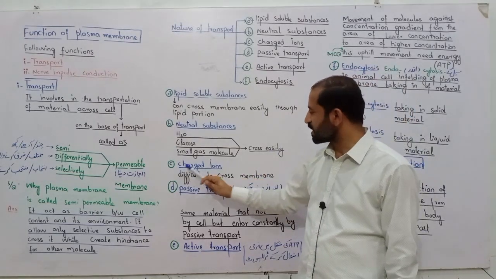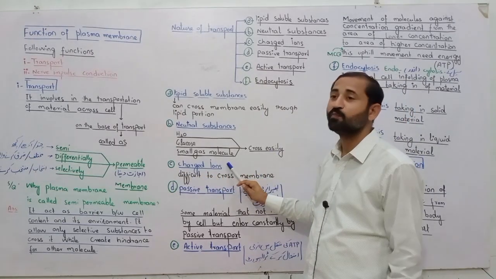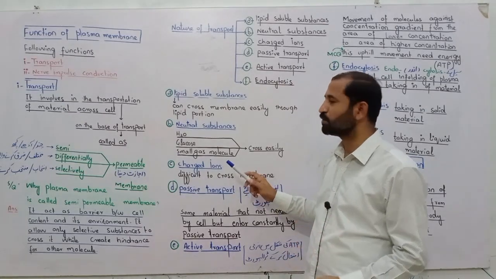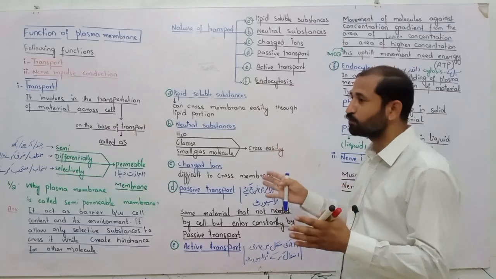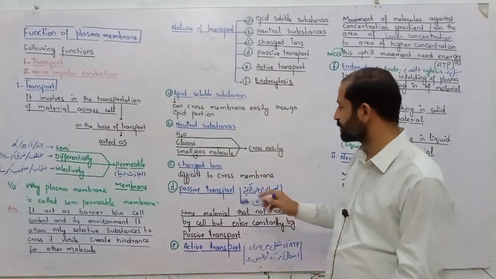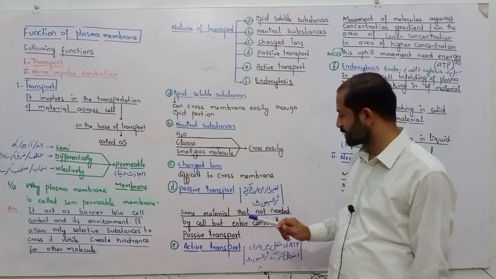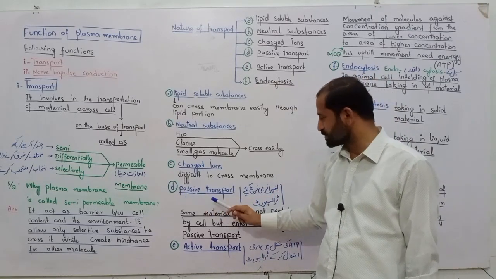Third is charged ions, meaning compounds in the form of salt in ionic compounds, or compounds with some charged group. They find it difficult to cross the plasma membrane. Next one is passive transport.